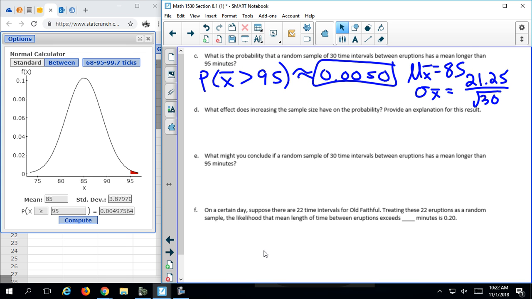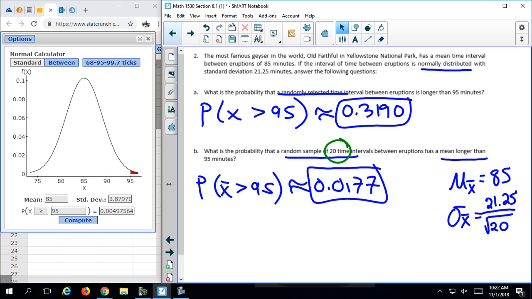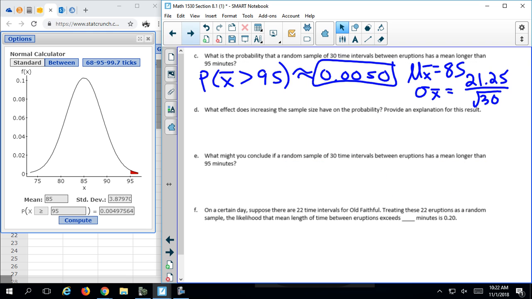Okay, so D says, what effect does increasing the sample size have on the probability? So we started out with sample size 1 on A part, sample size 20 on B part, sample size 30 on C part. So what happened to the probabilities? They decreased. So it decreased.